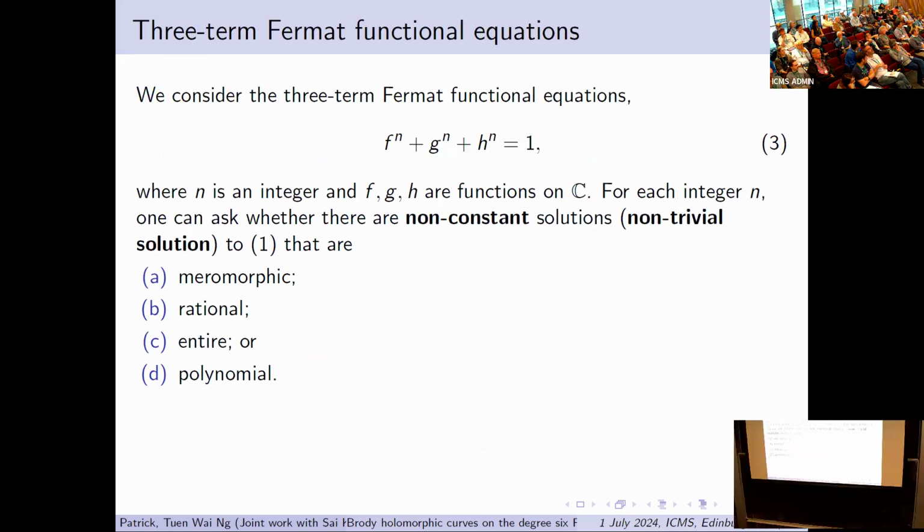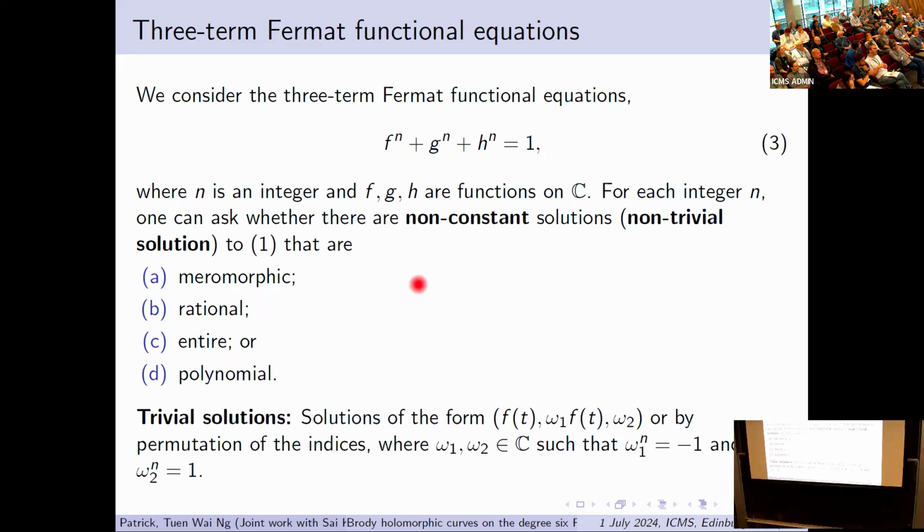So the next problem you may consider is now you add one more term. So you consider this 3-term Fermat functional equation, f^n + g^n + h^n = 1. Okay. And then you can consider 4 classes of solutions. So it's either holomorphic, rational, entire, or polynomial. Okay.